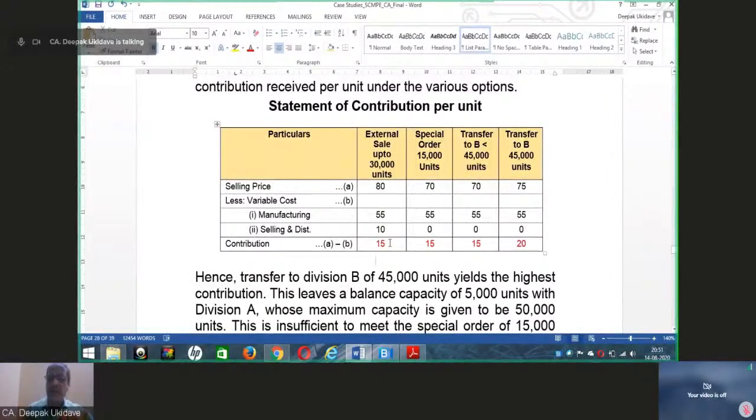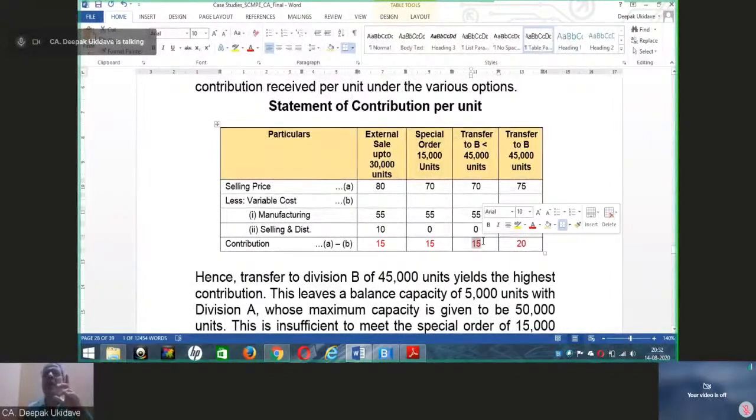आपने पूरे 30,000 एक्सटर्नल मार्केट में बेचे तो भी 15, स्पेशल ऑर्डर केटर किया तो भी 15, लेस देन 45,000 सप्लाई टू योर इंटरनल कस्टमर फिर भी 15. So in all three cases the contribution that would have been earned is 15,000 which you are now deprived of, so that is an opportunity cost, right?